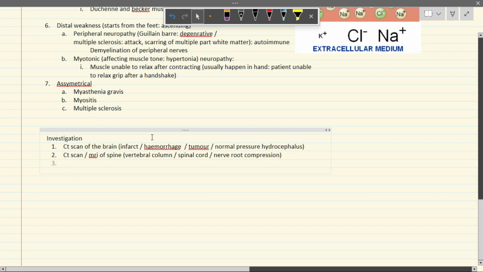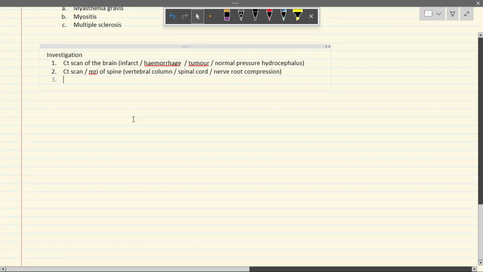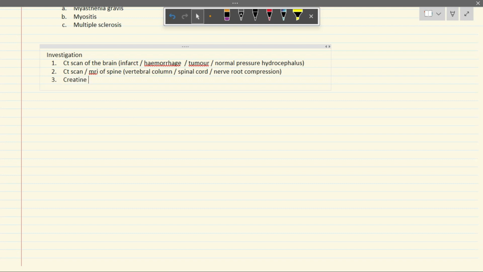And if you suspect it is a neuromuscular junction or muscle cause of weakness, such as myasthenia gravis, we can do a serum creatine kinase to see if it's elevated in muscle damage. Or we can do a nerve conduction test to test for any peripheral nerve damage. Or we can also do an EMG, known as electromyography, where we put a probe on the muscle, like an ECG, but in this case we see the electrical signal of the muscles, to see if it's normal.